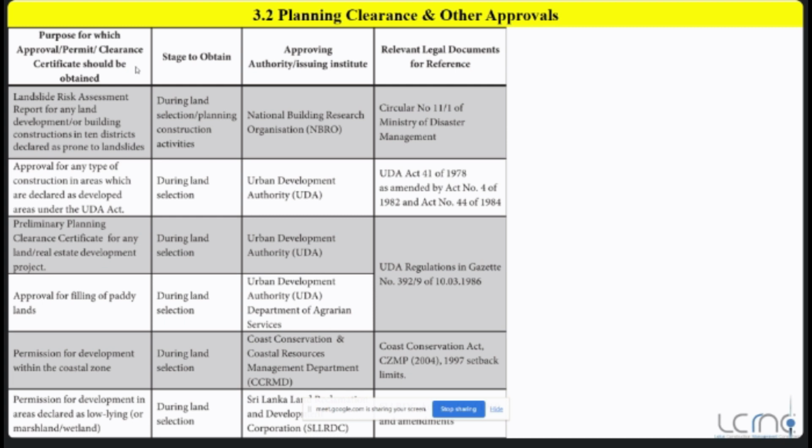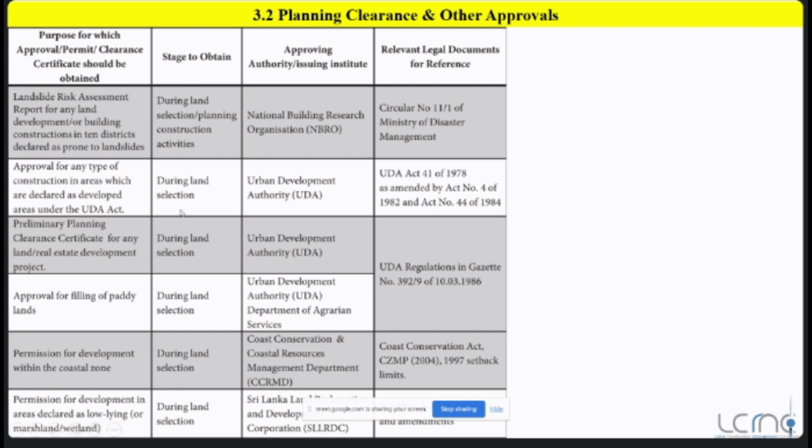Definitely, if you want to select a land in hill areas or terrain areas, you need to meet NBRO, the National Building Research Organization, and you need to get approval for the planning and construction activities. In that approval, definitely you need to have an assessment for the landslide risk assessment. So that is that.